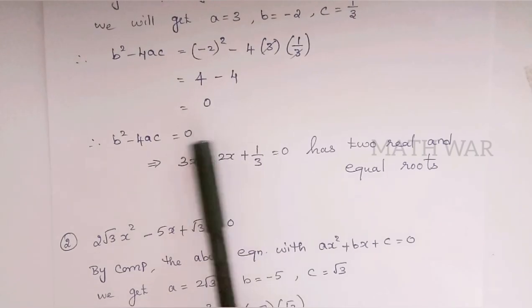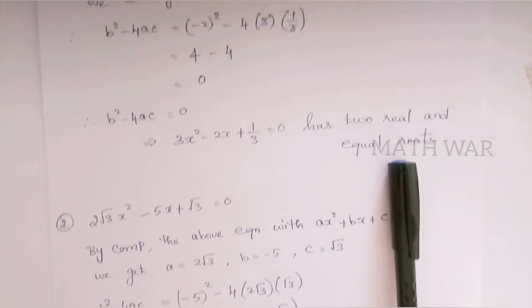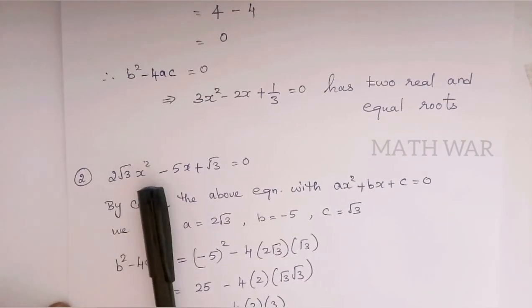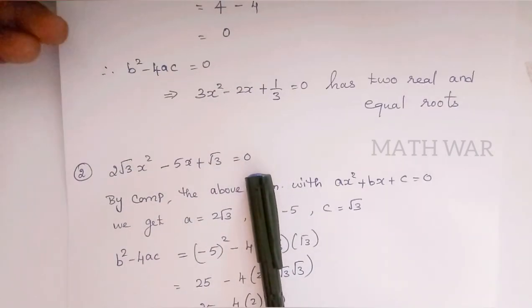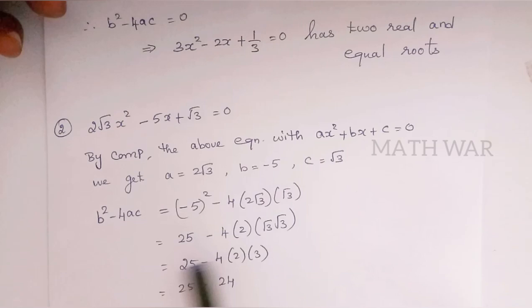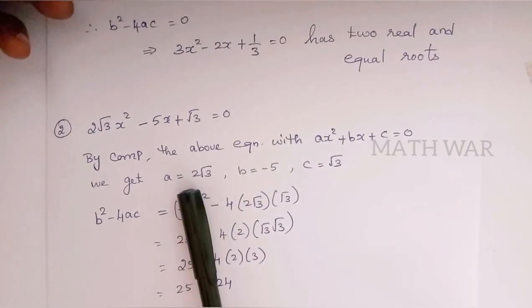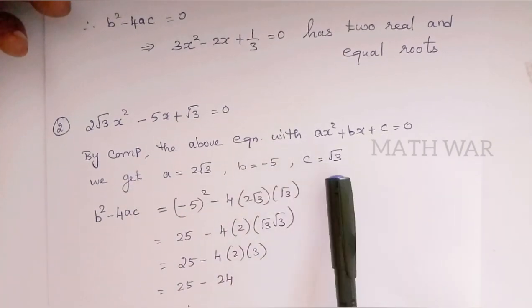Since it is 0, we have 2 real and equal roots. Next question, 2 root 3 x square minus 5x plus root 3 equal to 0. By comparing this equation with ax square plus bx plus c, we get a equal to 2 root 3, b equal to minus 5 and c equal to root 3.